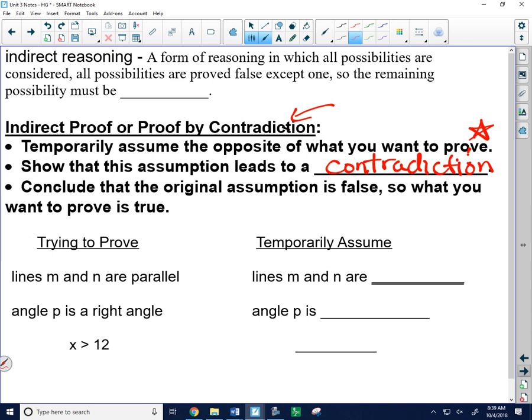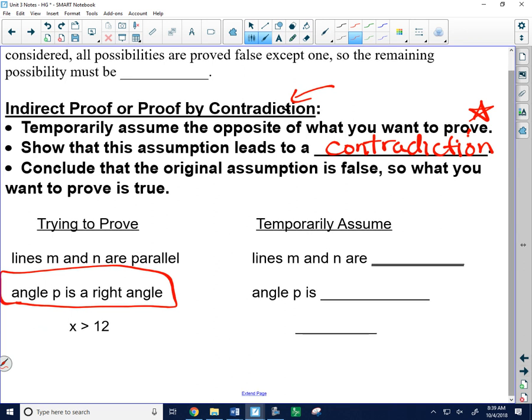So you'll see it as we go along. These are written as paragraphs. You just write them out in words. There's not a good 2-column form of this, and flow chart, not as well. You still need to give the reasons as you go along. It's a paragraph proof. So here's what we'd say. For example, if you're trying to prove an angle P is a right angle, here's how you start your proof. Suppose angle P is not a right angle.